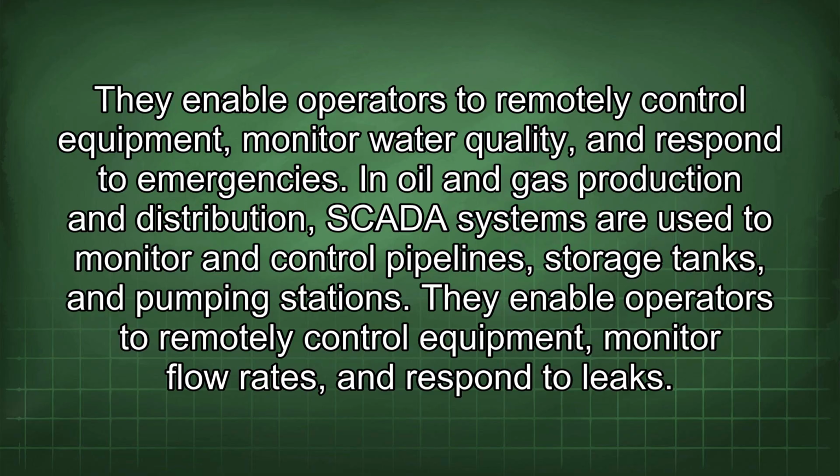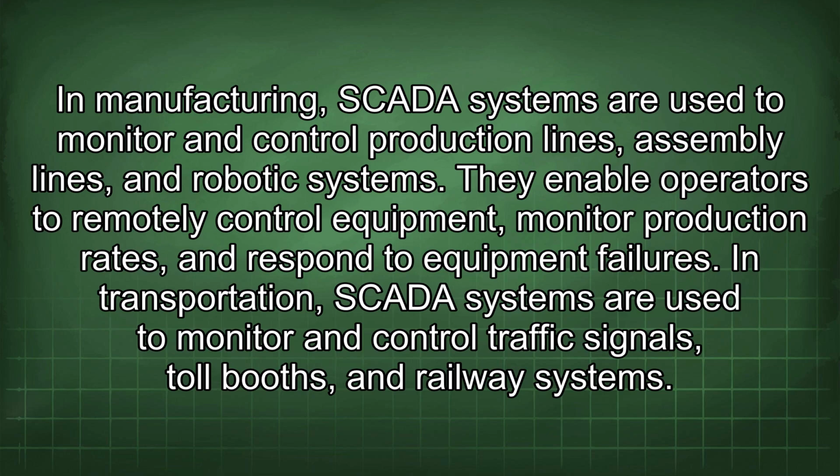In oil and gas production and distribution, SCADA systems are used to monitor and control pipelines, storage tanks, and pumping stations. They enable operators to remotely control equipment, monitor flow rates, and respond to leaks. In manufacturing, SCADA systems are used to monitor and control production lines, assembly lines, and robotic systems. They enable operators to remotely control equipment, monitor production rates, and respond to equipment failures.